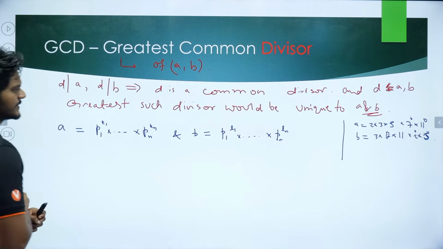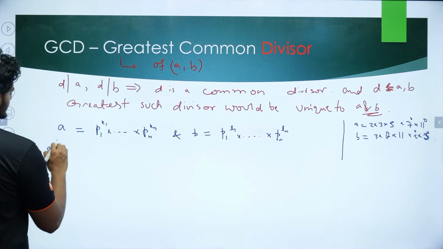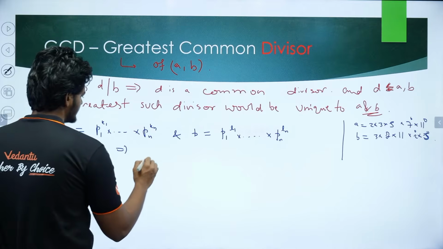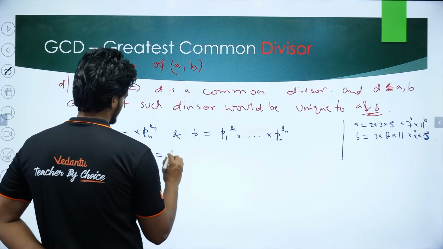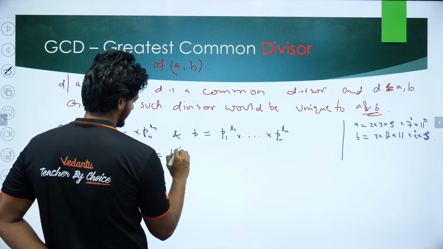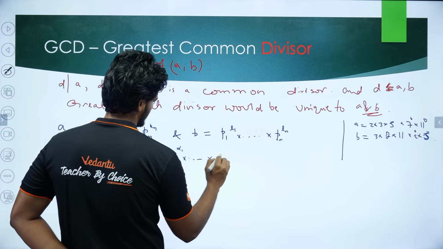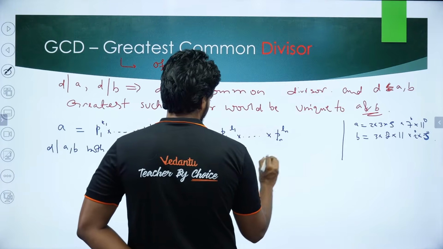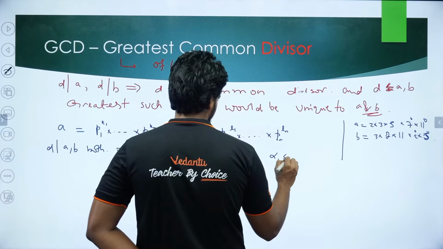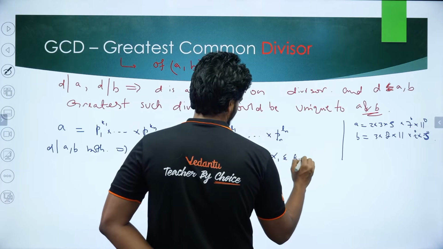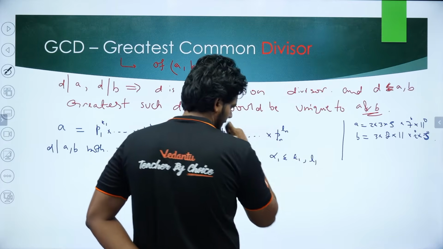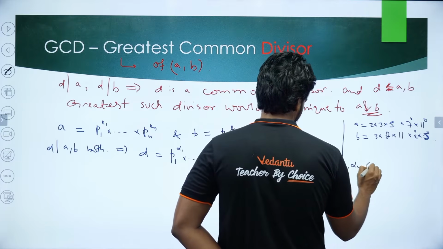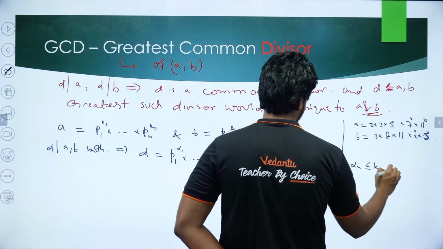So what's going on? Now D divides A and B both. It implies that if D is equal to P1 power alpha 1 till Pn power alpha n, that would imply that alpha 1 is less than or equal to both K1 and L1, and so on till alpha n, that will be less than or equal to Kn comma Ln.